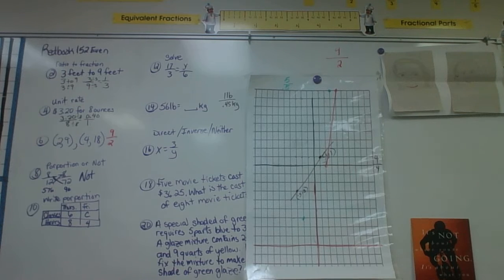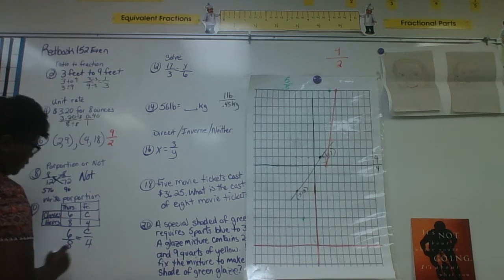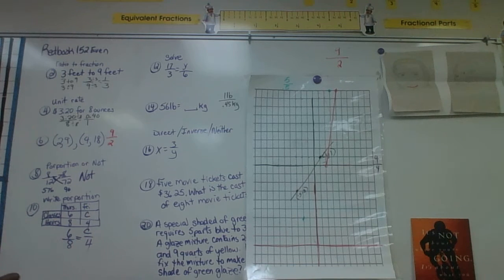Okay, so let's take a look at number 10. They want us to write a proportion. So we're comparing classes to hours, and we're comparing Friday to Thursday. So if we compare classes to hours, on Thursday it's 6 to 8. Compared to Friday, it is C to 4. And so therefore that is our proportion.